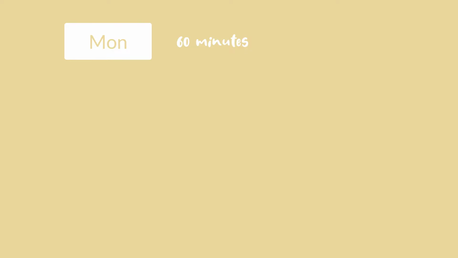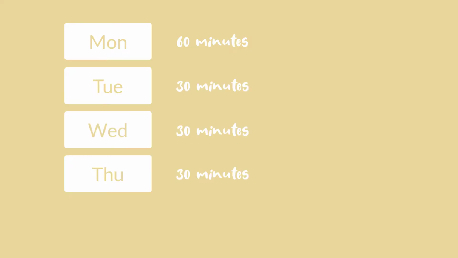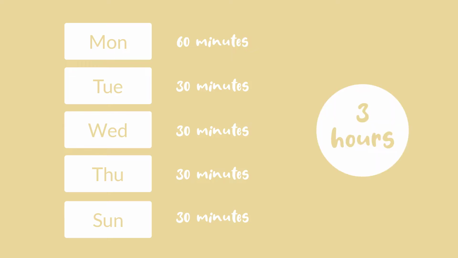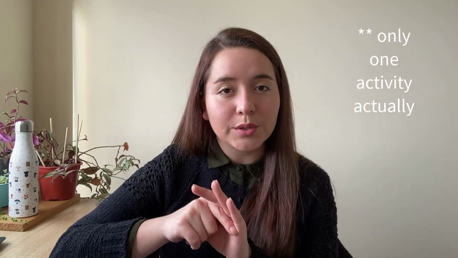Now let's go into that. I will study 60 minutes on Monday, 30 minutes from Tuesday to Thursday, and on Sunday, I will study for 30 minutes. In total, I will study 3 hours during the week. And I want to talk to you about 2 other activities that I'm going to do, and they are not included in these 3 hours, okay?